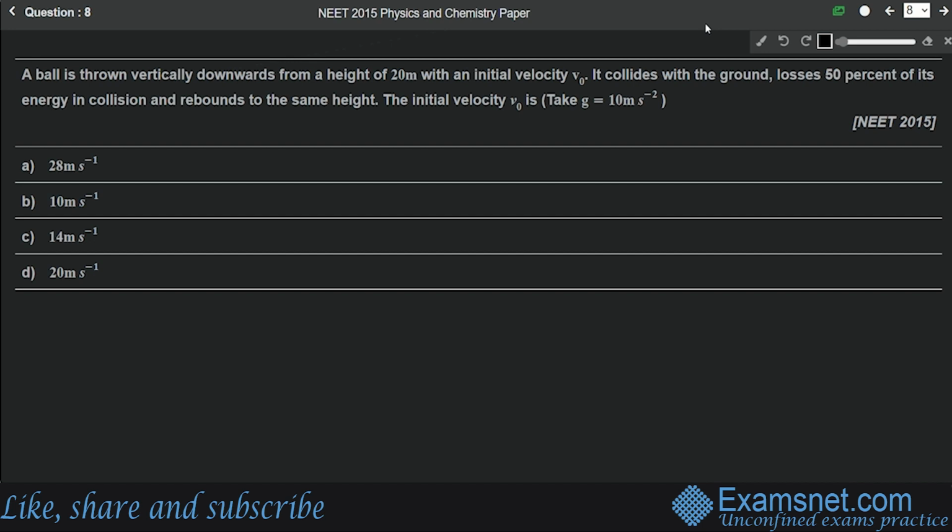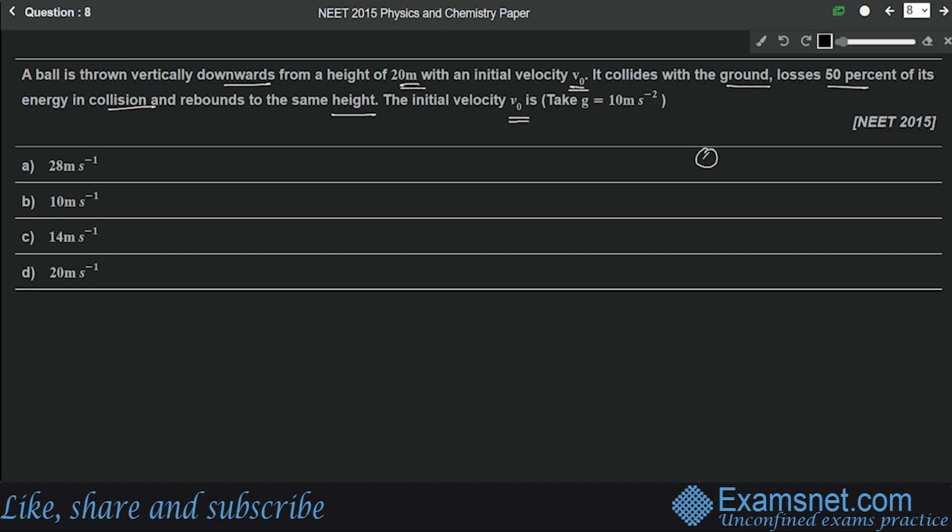Next question is from work, energy and power, and the question is, a ball is thrown vertically downwards from a height of 20 meter with an initial velocity v0. It collides with the ground, loses 50% of its energy in collision and rebounds to the same height. The initial velocity v0 is.